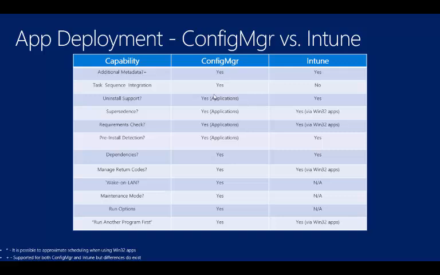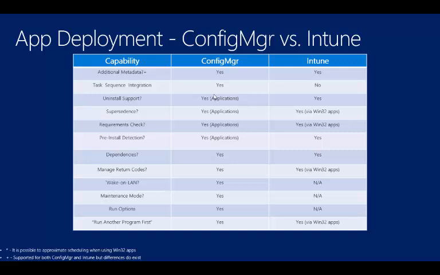And I'll not belabor the point going through this slide, this table, and the one to follow, but I do want to call out a few things, right? So with any application deployment that you do in ConfigMgr, could be a package, could be an application, right? In Intune, there's really no delineation. There are multiple types of apps that you can deploy, as you'll see. But there's not the package/application delineation that you see in ConfigMgr.